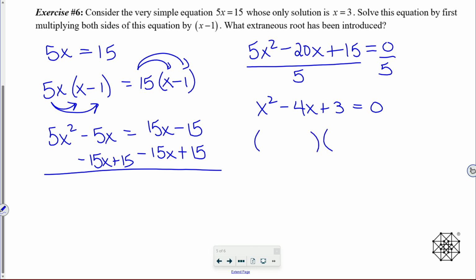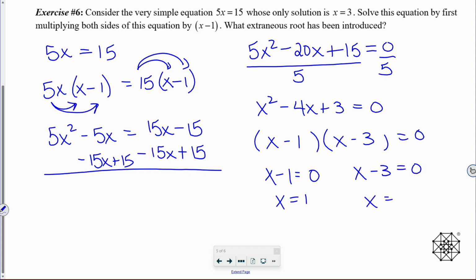I'll now factor. Two numbers that have a product of positive 3 and a sum of negative 4 are negative 1 and negative 3. So I'll get x minus 1 is equal to 0, x is equal to 1, and x minus 3 is 0, and x is equal to 3.